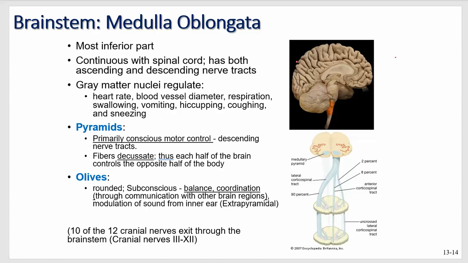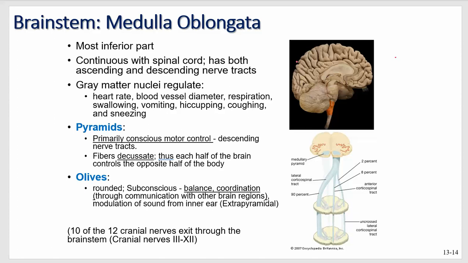Gray matter, so this is the short neurons that are unmyelinated, that are just there for processing, to use a generic term. They'll get information, and then they can process it, like if your heart rate is slow or fast, then they can process that information and send a signal to speed up the heart or slow down the heart. Same with blood vessel diameter, respiration, swallowing, vomiting, hiccuping, coughing, and sneezing. Those are all reflexes that can be found in the medulla.